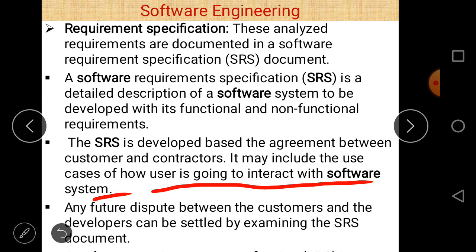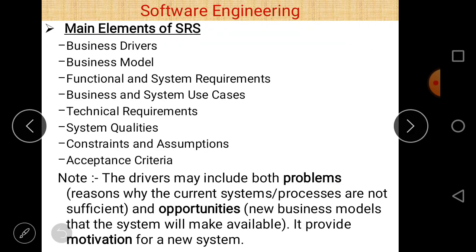It is a very important question and may be asked in examination: define SRS. So SRS stands for software requirement specification, and there are important points regarding SRS. First, it belongs to the software requirement specification part, that is phase one of SDLC or the waterfall model. It is a document which contains the functional and non-functional requirements of a software, and it is a contract between customer and contractor. These are the three important points regarding SRS.